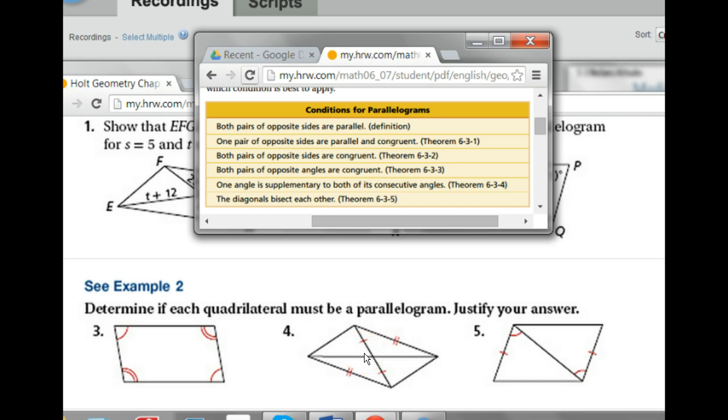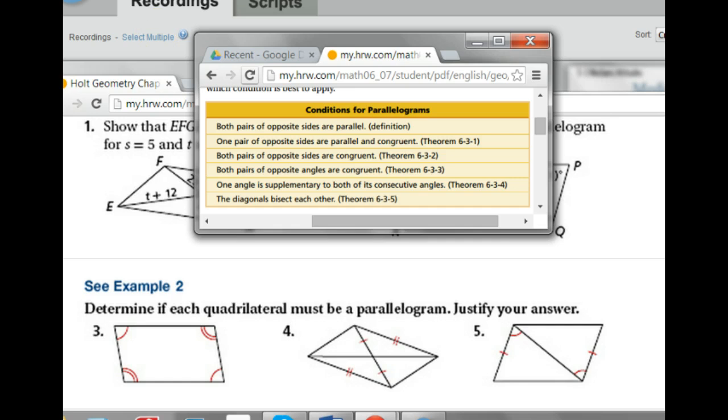Number 4, what are we given? Well, we're given one diagonal that's bisected, and we're given congruent sides, one pair of congruent sides. So let's sit and think for just a minute if we have enough information to prove that the quadrilateral is a parallelogram, and the answer is actually no.